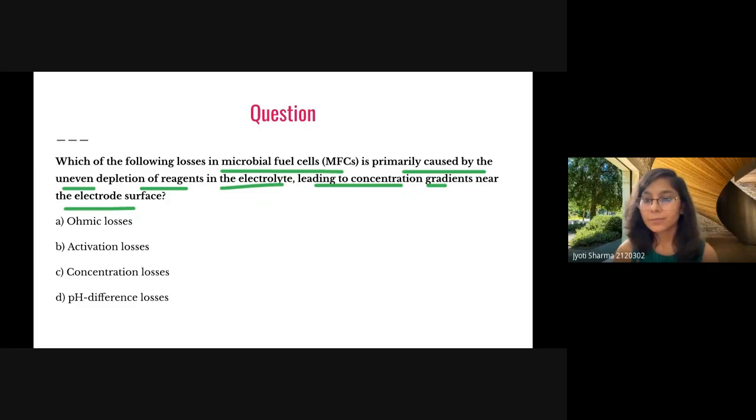Okay, so let me see. Venkateshwara gave me D. Just read the question again. This is uneven depletion of reagent, and that will give you the concentration gradient. If we have that concentration gradient, then this will give you some losses in the voltage, right? And if it is a concentration gradient, then what kind of loss will it give you?